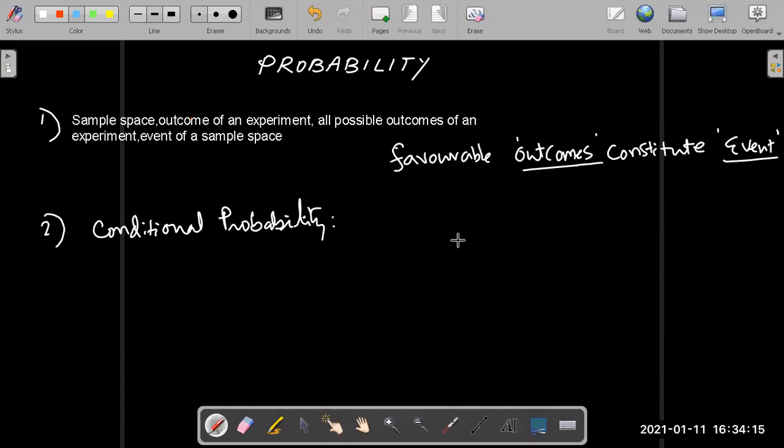Can you see the screen? Sir? You can see the board, right? Probability. Yeah, I can see the board, sir. Yeah. So we'll start with probability today.